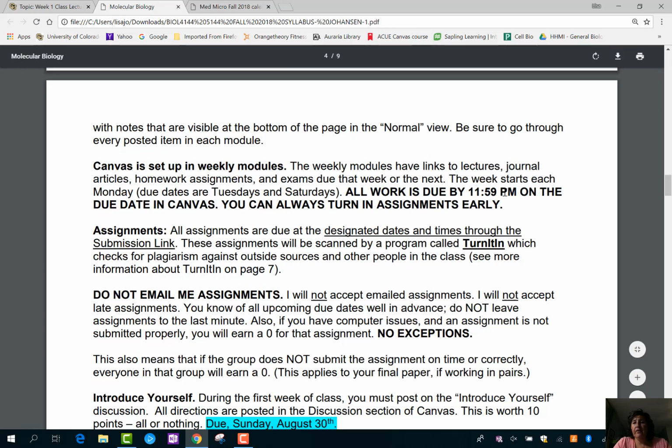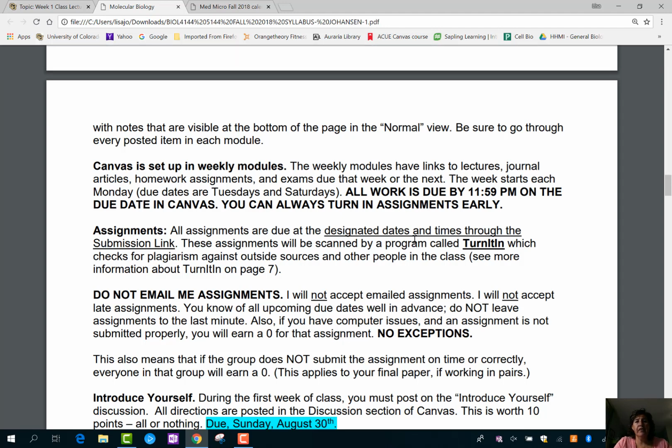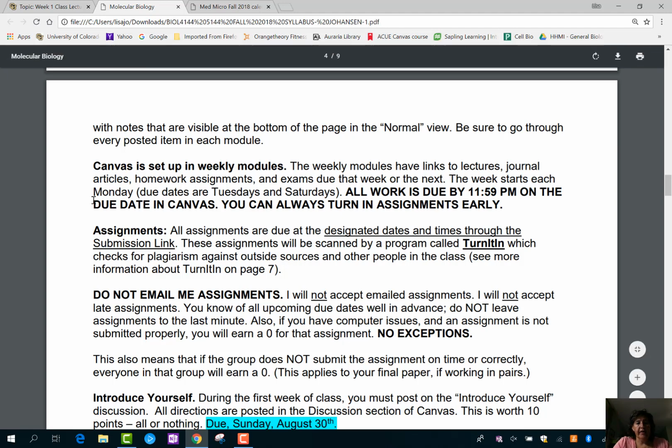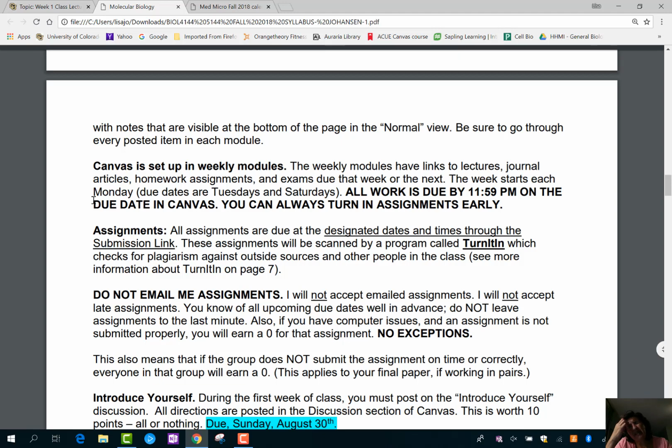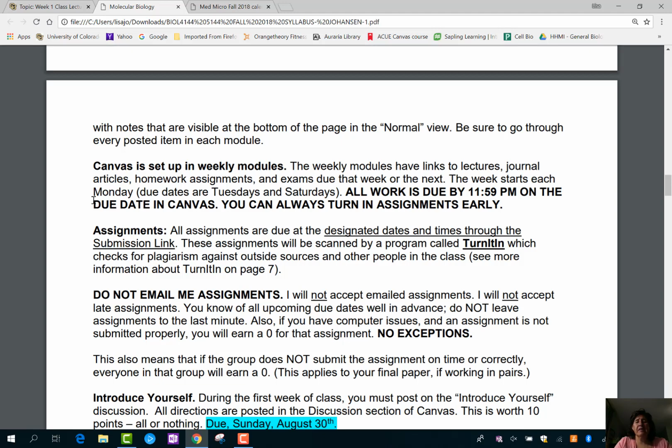All work is due by 11:59 p.m. I've messed up before on the 12 o'clock a.m./p.m. issue, so 11:59 p.m. is correct. Sometimes when you submit at 11:59 p.m., Canvas says it's late. Don't worry, I see what time you submit.